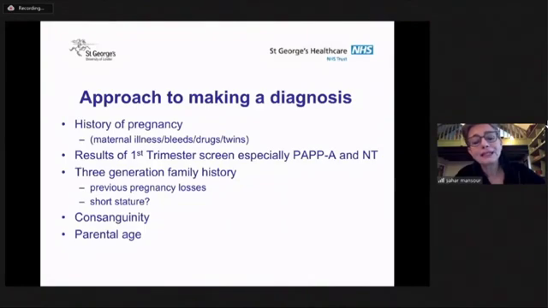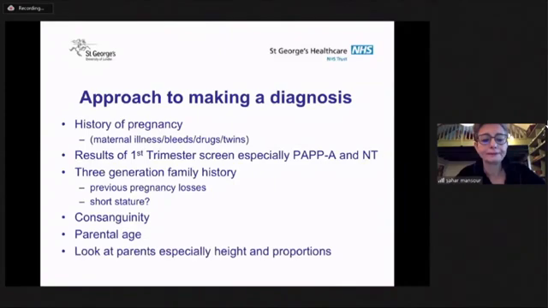Parental age, particularly paternal age. Paternal age is associated with achondroplasia and thanatophoric dysplasia, and also Apert syndrome. So if you've got an elderly father, the husband is of increased age, you may think about those three conditions. And it often helps to look at the parent's height and proportions.